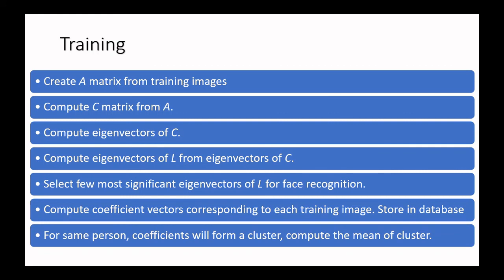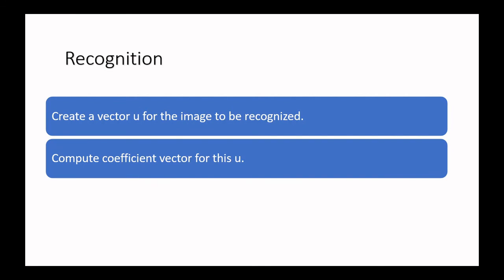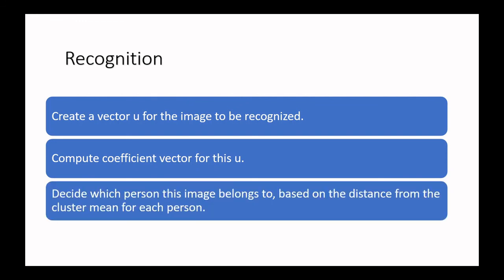For different images of the same person, clusters will be formed in the coefficient space. For any new image, we can just compute the distance from the mean of these clusters for recognition. At the time of recognition, create the face vector out of the unknown image. Compute the coefficient vector by taking the dot product with the respective eigenvectors of L. Compare these coefficient vectors with the coefficient vectors stored in the database based on Euclidean distance.